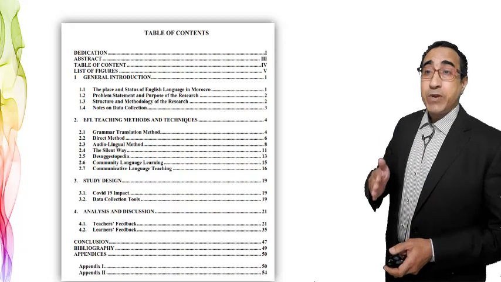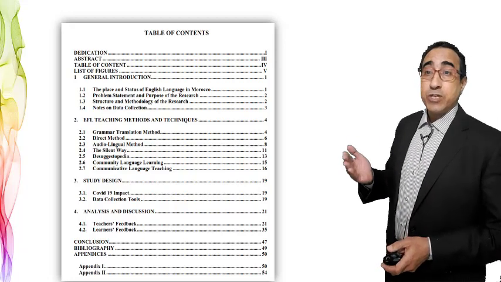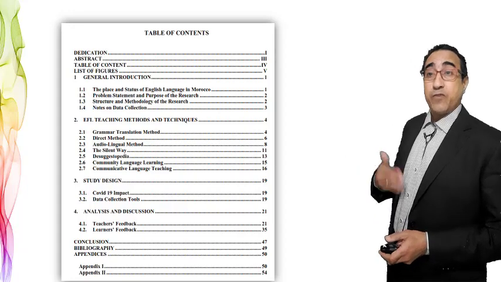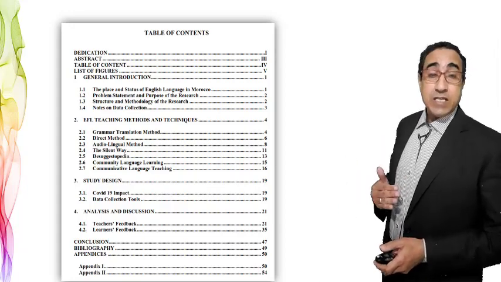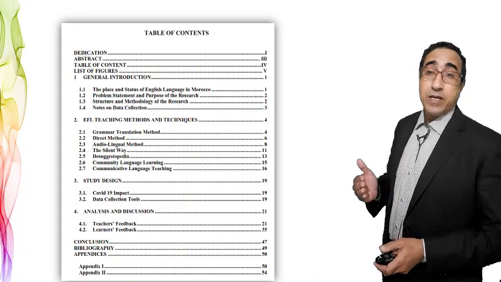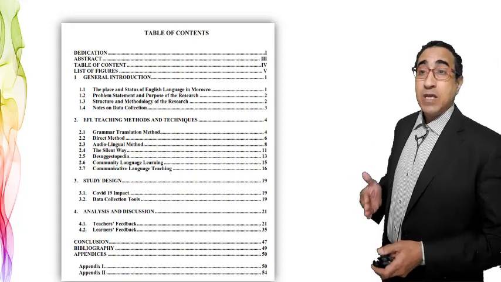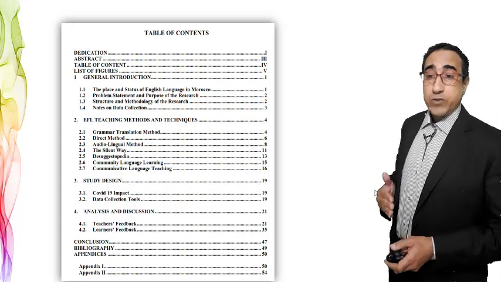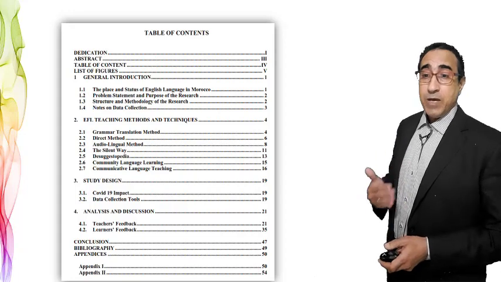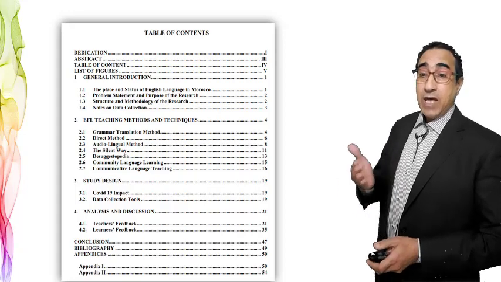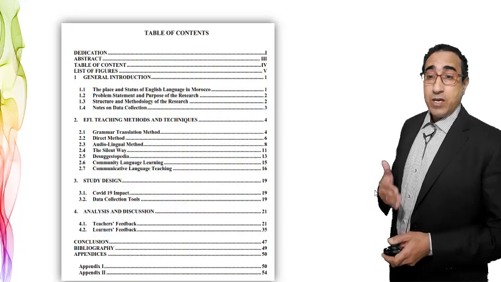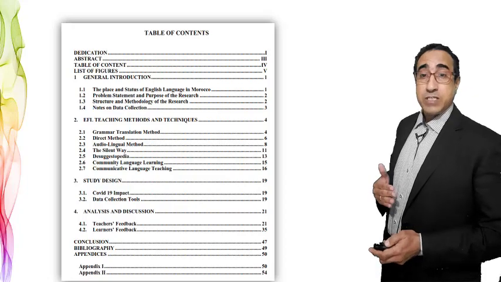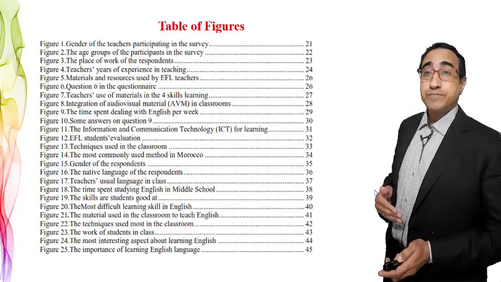Also the numbering, the general introduction, which is considered as a chapter by itself, the first chapter, and the subsections are also numbered 1-1. There is also the second chapter, the third chapter, the fourth chapter, and then conclusion, bibliography, appendices. And here in this research we have 2 appendices. So this is just an example.